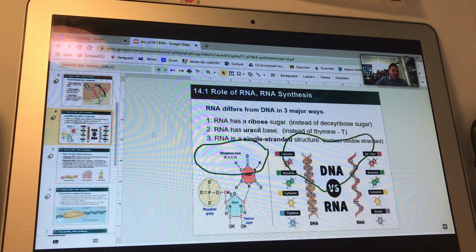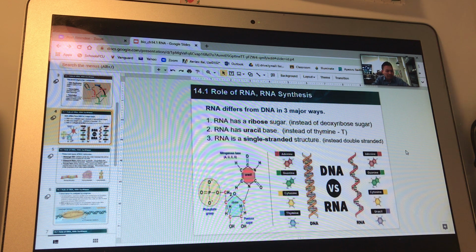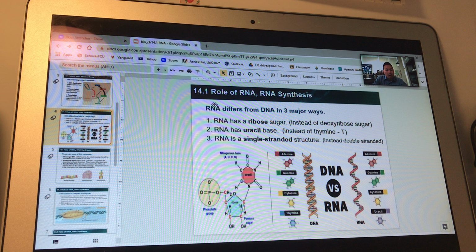Now, before I go into the process of transcription, let's talk about what is RNA. RNA stands for ribonucleic acid. Now, RNA has three major parts. Part number one is RNA is made of a sugar. Instead of deoxyribose, like DNA, it's made of a sugar called ribose.